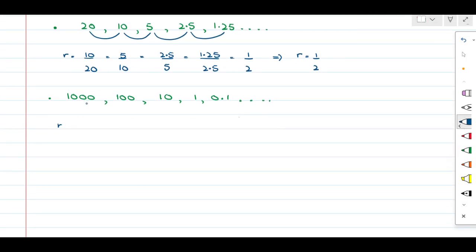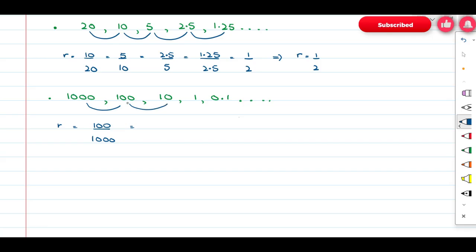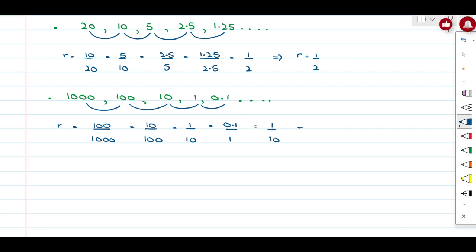So the common ratio is the ratio, sorry, not the difference, between 1000 and 100, which is 100 divided by 1000. Two zeros are cancelled, so 1 by 10. Or the ratio between 100 and 10 is 10 over 100, which is again 1 by 10. The ratio between 10 and 1 is 1 over 10. The ratio between 1 and 0.1 is 0.1 over 1, which is also 1 over 10. So the common ratio here is 1 by 10.